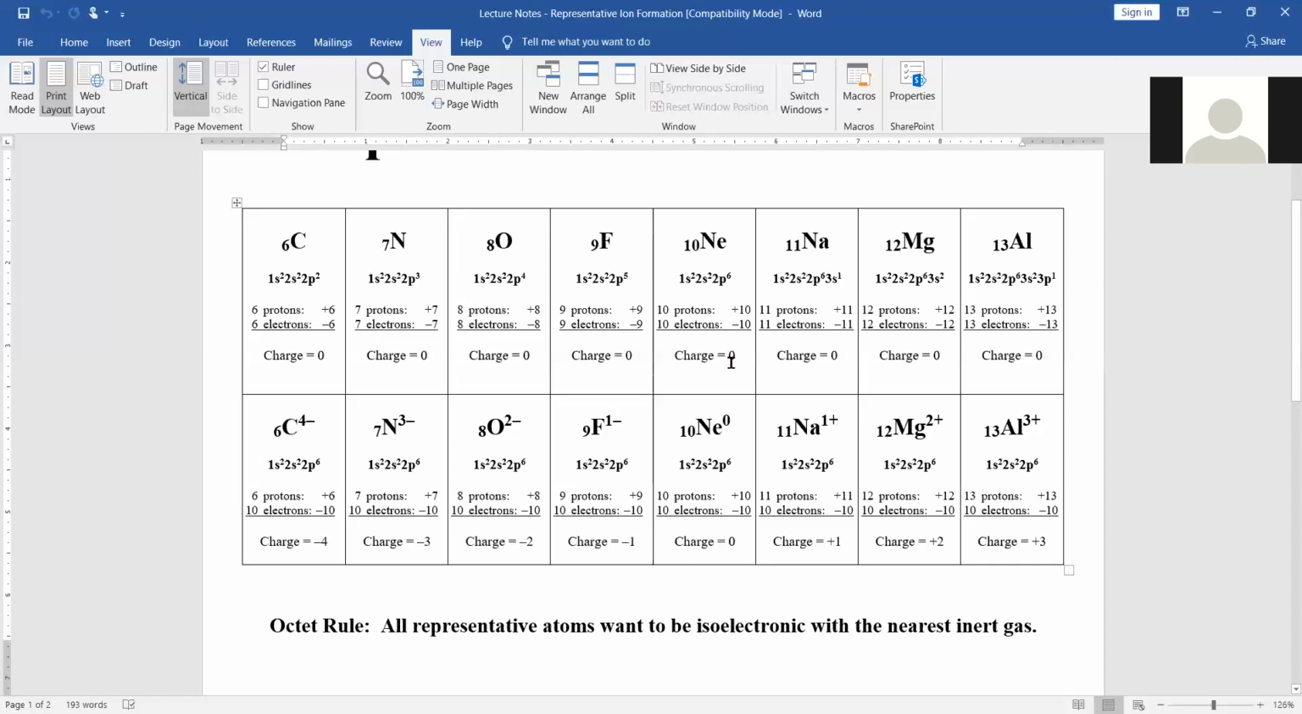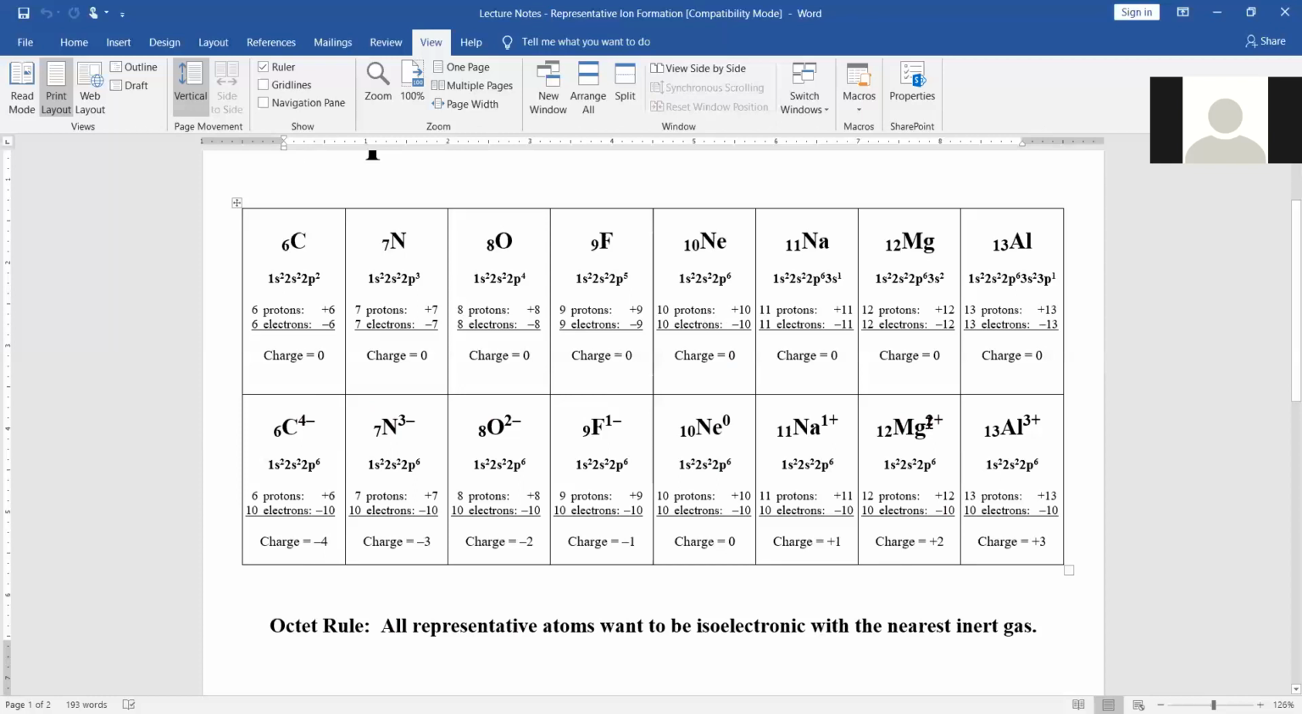Now, these trailing superscripts here in the bottom row are the electrical charges. For example, carbon has a net charge of -4, and I've written it as a superscript here. Magnesium has a net charge of +2, and I've written it as a trailing superscript.